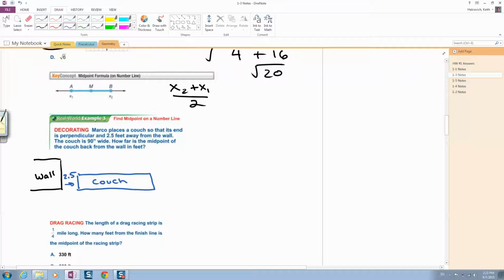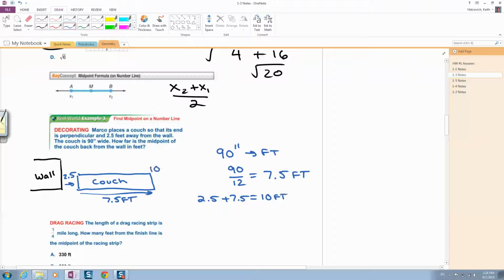Now it's 90 inches wide, so converting 90 inches to feet, well, remember, there's 12 inches in a foot, so 90 divided by 12 gives you approximately 7.5 feet. So that means this is 7.5 feet, which means if this is 2.5 feet away from the wall, 2.5 plus 7.5 is going to give you 10 feet. So the endpoints are 2.5 and 10.